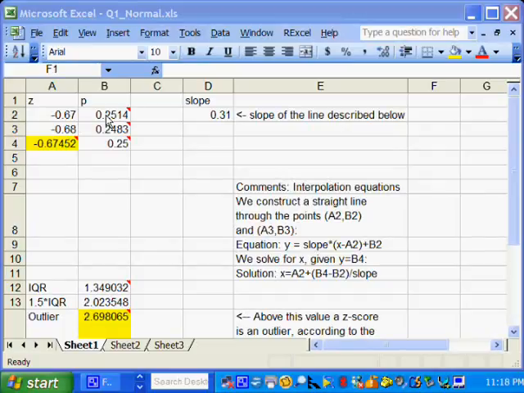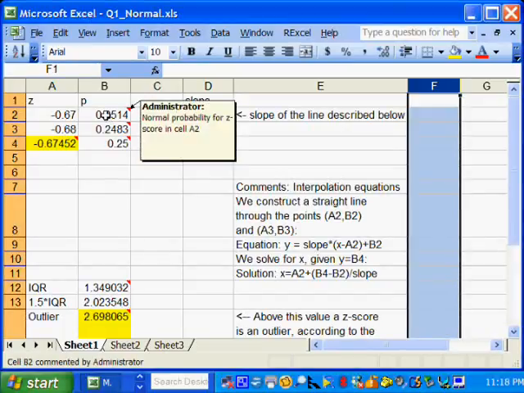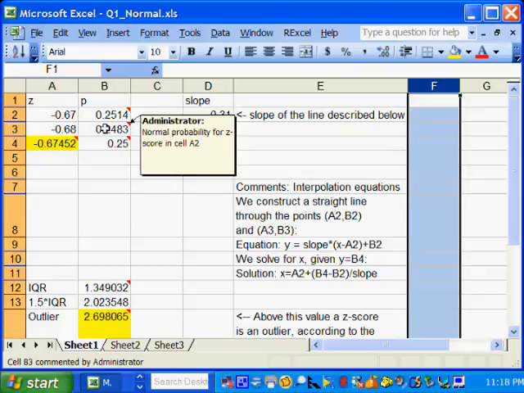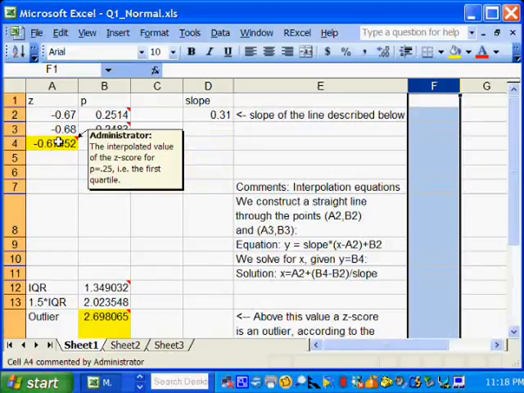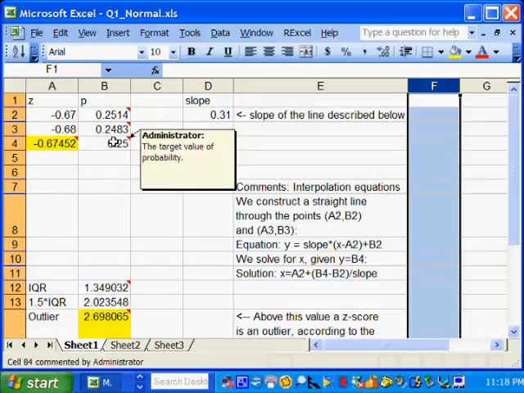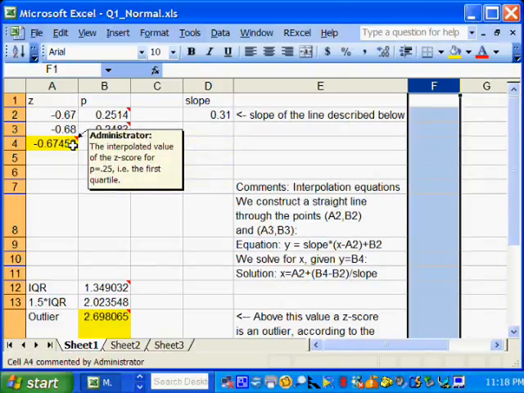I'm going over some of the comments that I put in the cells to explain what we're doing. So here are the z-scores. The interesting number is here. Suppose I'm interested in what to put in this cell in order to obtain the value of the probability to be 0.25. This is my approximation to the first quartile of the normal distribution that I shall obtain by interpolation of these two values.